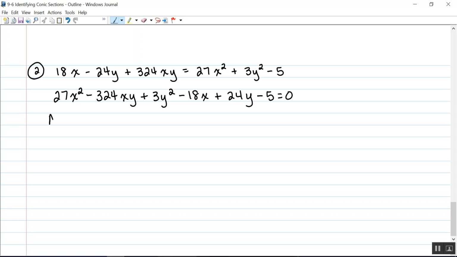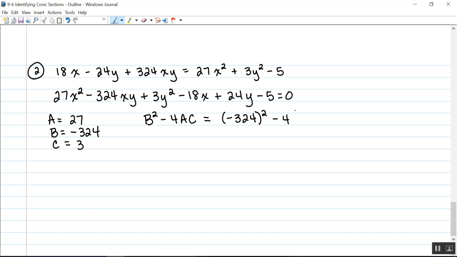Okay, so I have a is equal to 27, b is equal to negative 324, and c is equal to 3. So I'm going to calculate b squared minus 4ac. So that's negative 324 squared, grab your calculator, minus 4 times a, which is 27, times c, which is 3. So 324 squared, let me check that. I got a really big number. Let me grab my calculator real quick here.